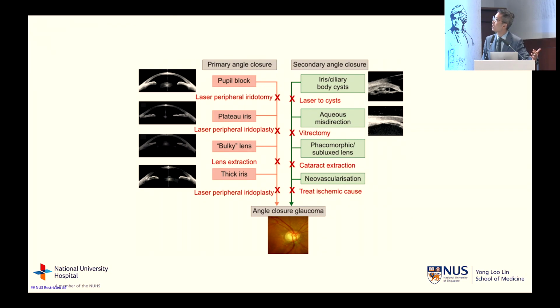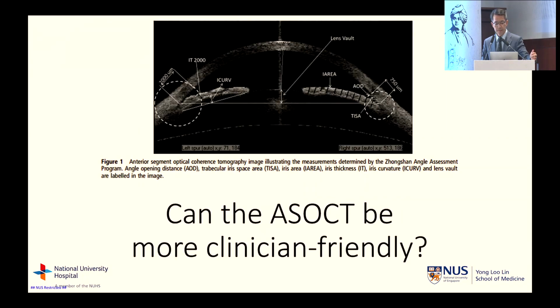You can have primary angle closure to your left or secondary angle closure. If you can determine the mechanism, you can then have a more targeted treatment for that particular patient and help to improve and reduce the risk of them progressing through PACS to PAC to eventually PACG.